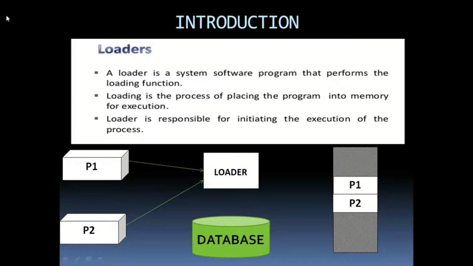On the right hand side, you can see there are four separate locations. The first one is vacant, memory is not utilized. In the second location, the P1 program is stored. In the third location, the P2 program is stored. The fourth location is again empty. So the program will be loaded into the memory in order to execute the instructions of the program.